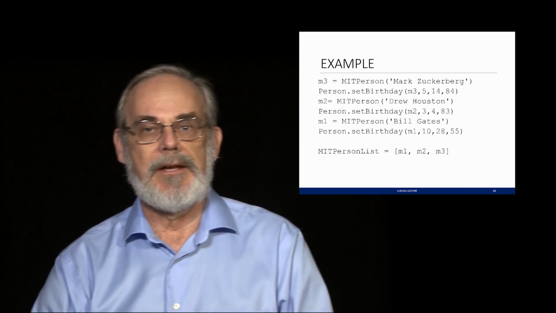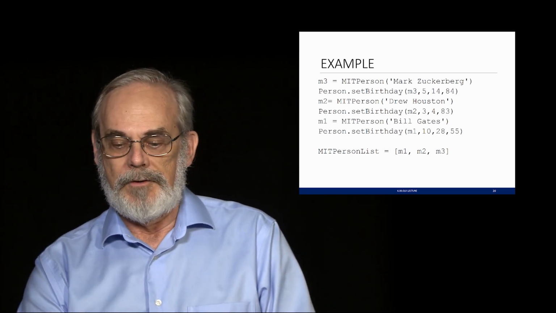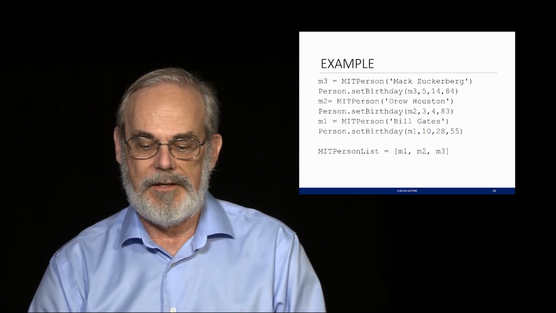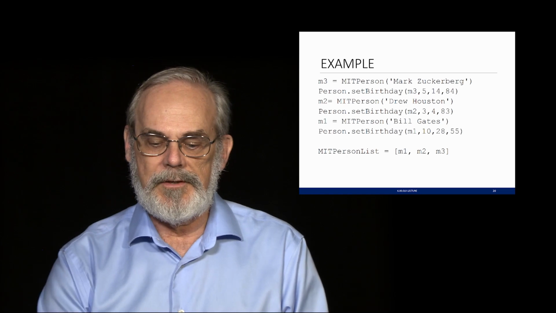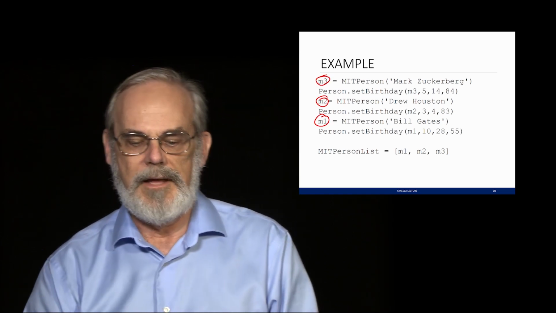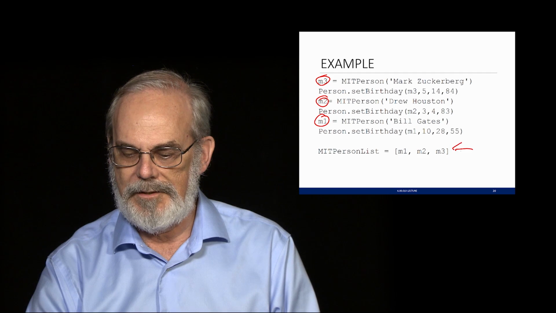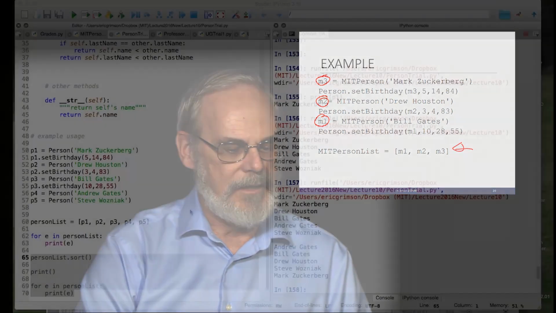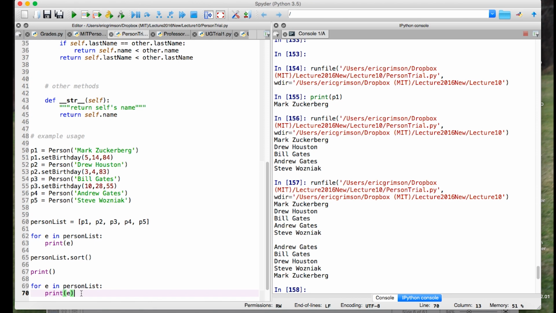Well, again, I'm going to take a similar set of characters. I'm now going to make them MIT people. I'm going to create a Mark Zuckerberg, a Drew Houston, and a Bill Gates. I'm going to give them birthdays. And you may notice here, even though I'm going to create them in this order, I'm going to change the numbering so that M3, although it's the first one I created, is going to be the third element in my list as I build it. And let's see what happens if I were to go and do that for this particular example. Let me just set up my computer.